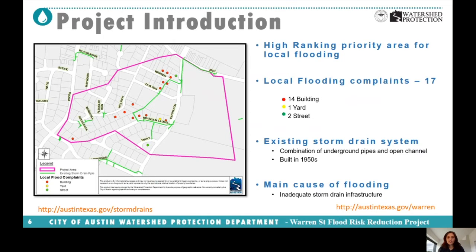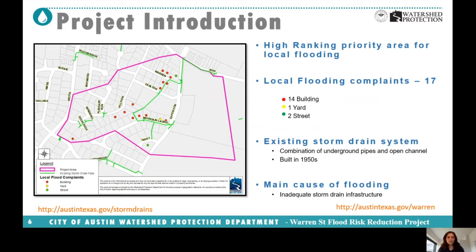All the dots, as I told earlier, represent the flooding complaints, with red being building, yellow yard, and green street flooding complaints. There are a total of 17 complaints in this area, and there are 14 building, 1 yard, and 2 street flooding complaints, and it is a high ranked priority area on our list.